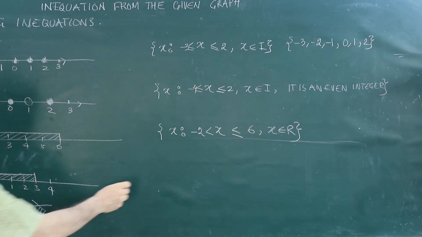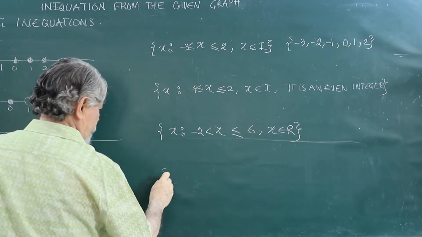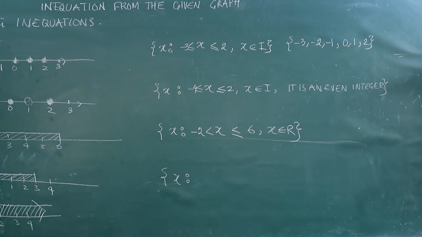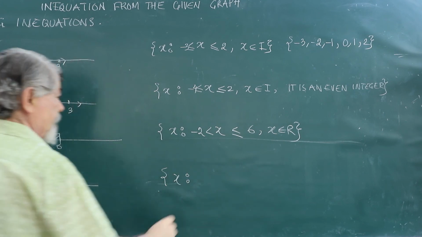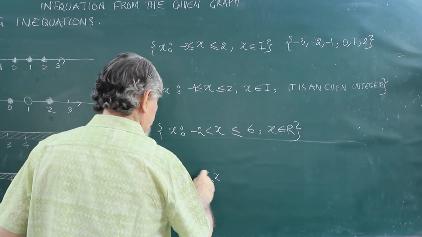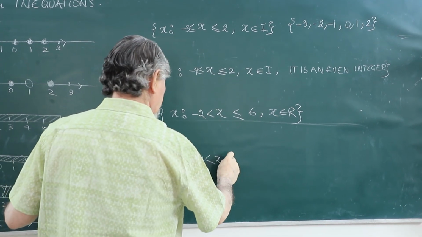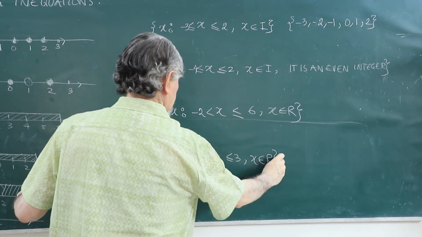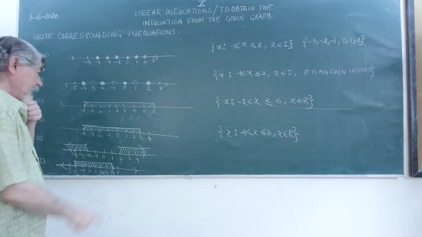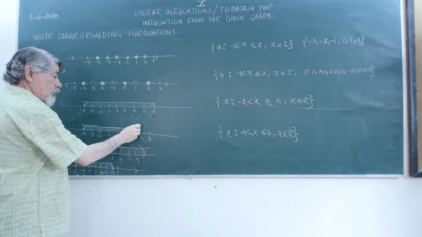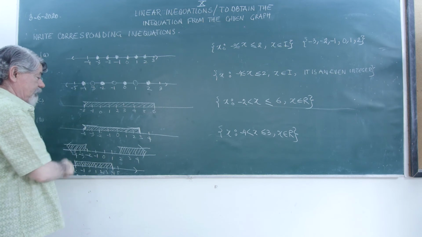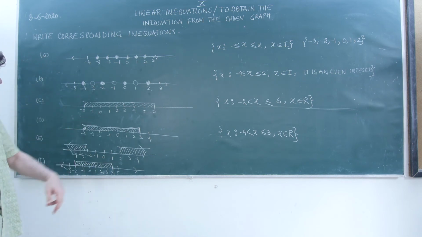Here, x, what is the value? X is greater than minus 4 but less than equal to 3. X belongs to R. Please notice here, where it is less than equal to, there is this perpendicular line. It is here, greater than minus 4.